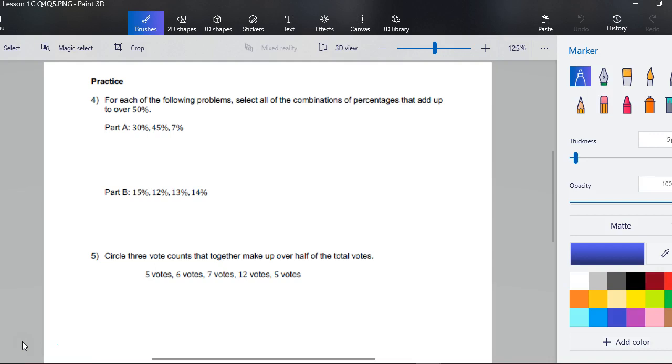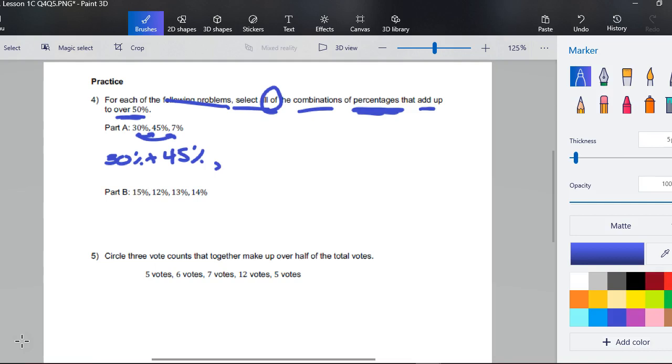But to start question 4, this is some practice, again, getting us ready for the lesson in your 1332 class. It asks us for each of the following, select all combinations of percentages that add up to over 50%. So I'm going to take these one at a time, like the 30 and the 45. And 30% and 45% add up to be more than 50. I'm going to keep going with my pattern and use 30 and 7. 30 plus 7 is not over 50.